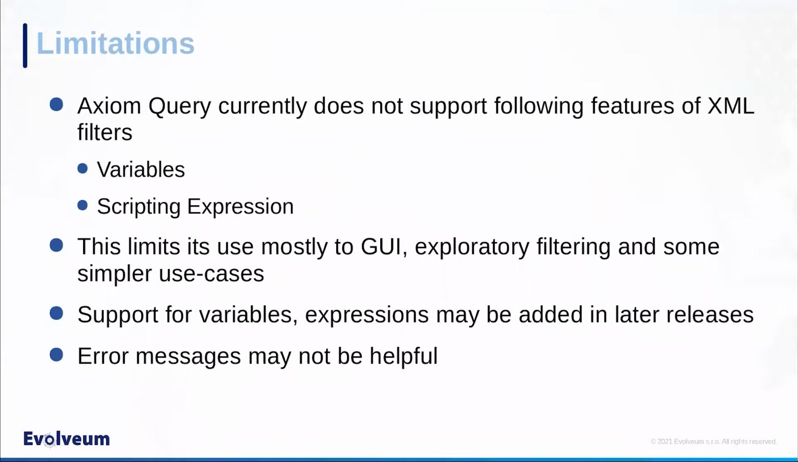The query language has some limitations. Currently, the Axiom query language does not support all the features of the XML filters, such as variables or scripting expressions. So this limits its use mostly to the GUI, some exploratory filtering, and some simple use cases where you don't need to compute the values to match against. The support for the missing features will be added, maybe, in later releases. Also, as I mentioned before, the error messages in the GUI are not yet helpful, and we plan to improve upon that.